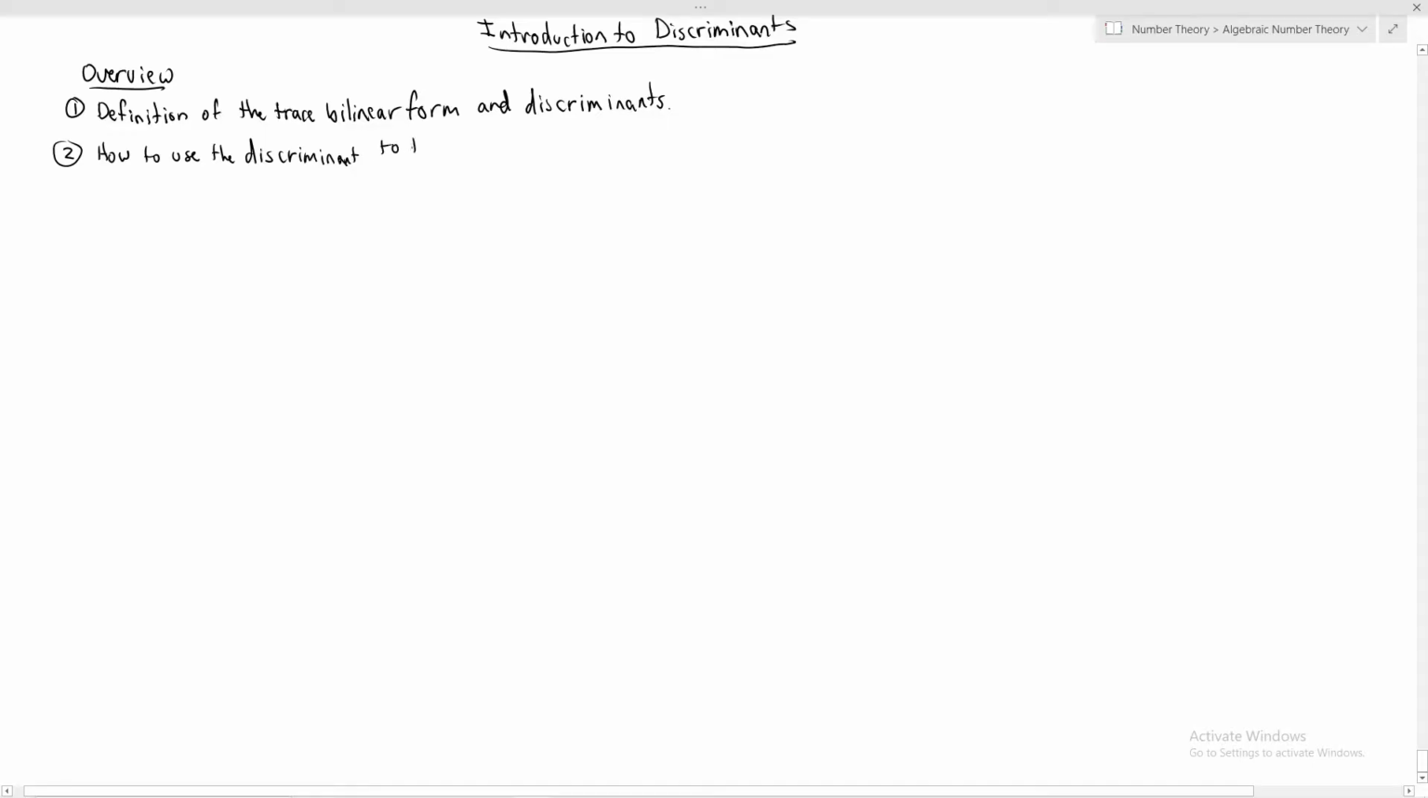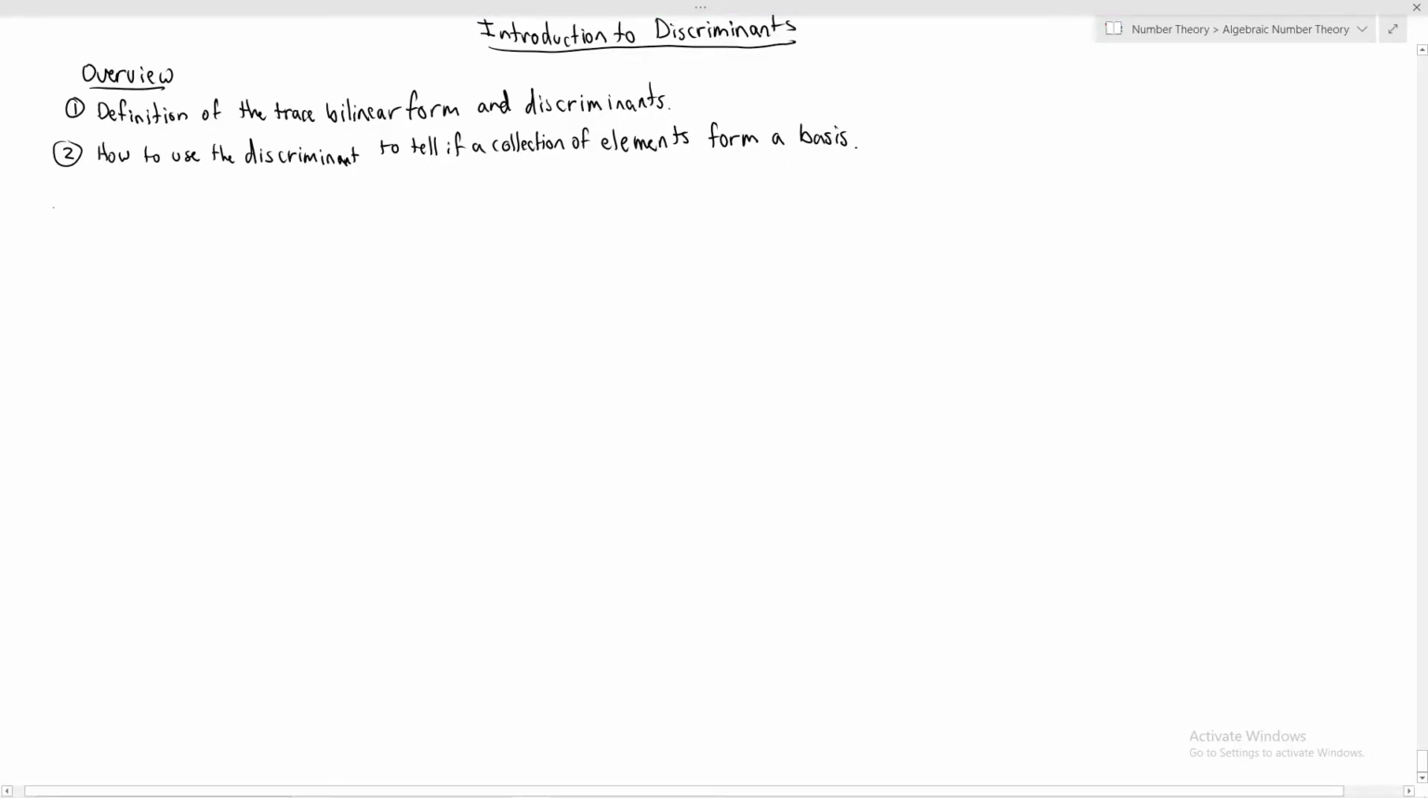to tell if a collection of elements form a basis. So the idea is this discriminant is going to be some kind of numerical thing that you can compute directly. It basically gives you a computational way to determine if your collection of elements form a basis or not. Okay. So first let's get into the definitions here.